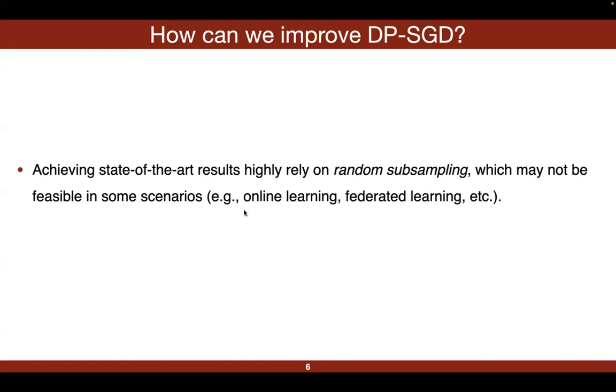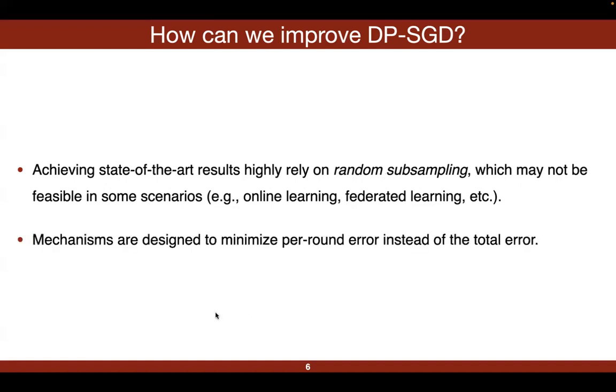In this case, you may not be able to use privacy amplification by subsampling because your samples are not offline. Or in some other settings like federated learning, each client may check in to your training round randomly. In that case, you also cannot apply this random sampling. So this is one issue. If we don't rely on privacy amplification by subsampling, then the privacy guarantee will be much worse.